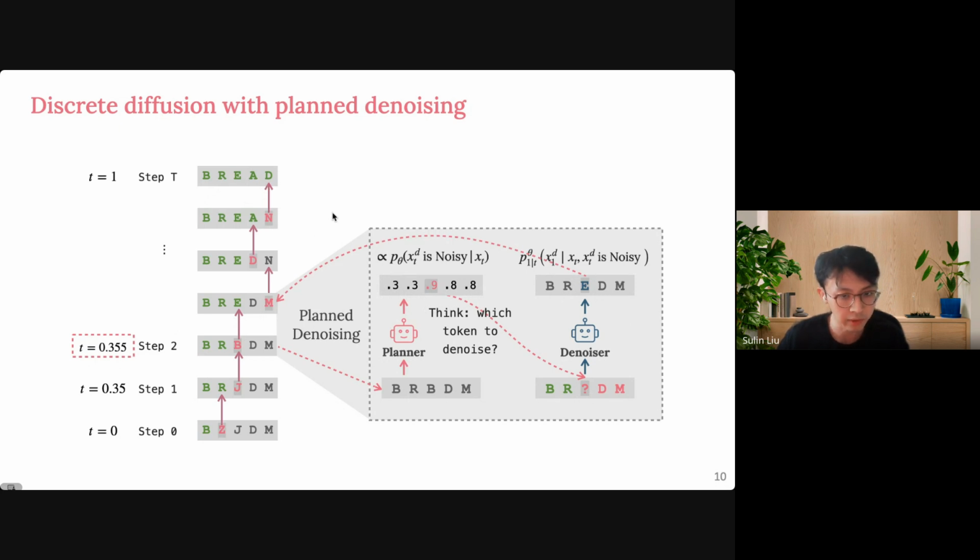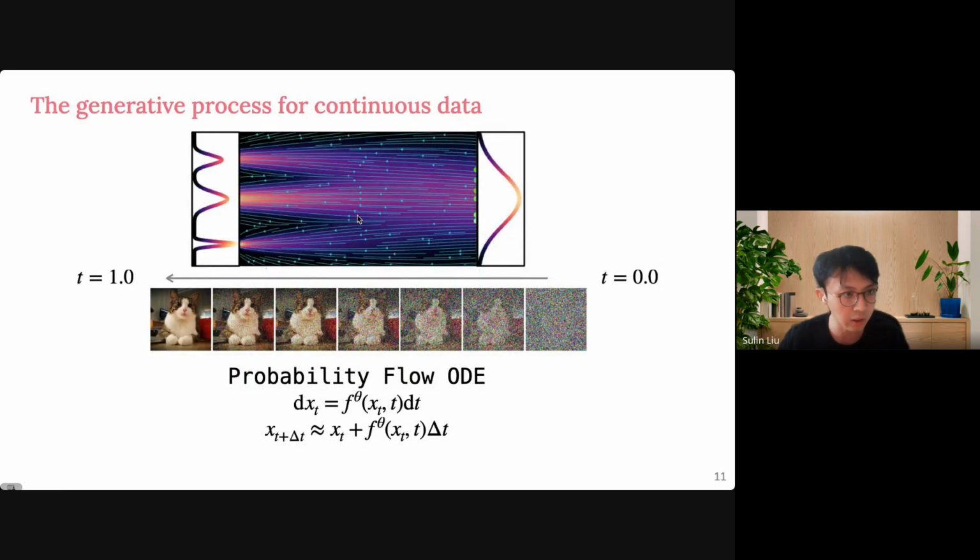So that's how the method works. Next, I will give you a very simple justification of why this should work. Before going to that, I will first give you a brief idea of what diffusion learning is, what the diffusion models are learning.